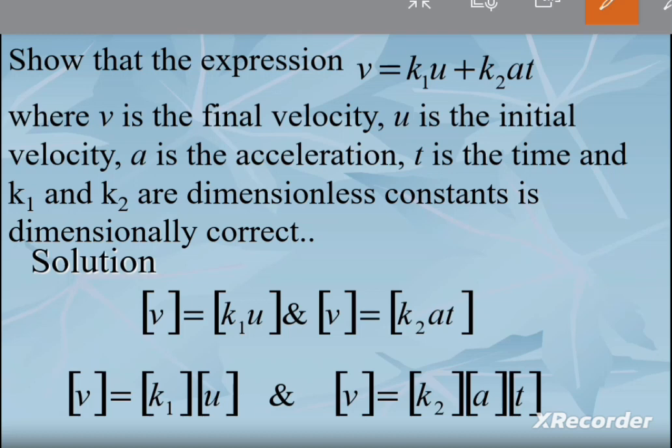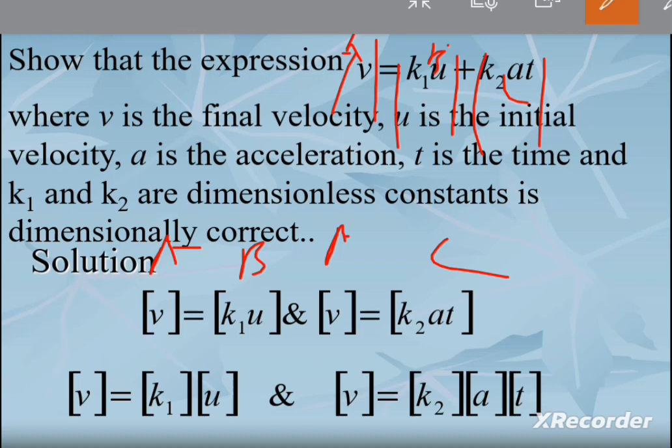I'm going to explain this format. So we are going to take section A, section B, and part C. We take part A and compare it to part B. Then we take part A and compare it to part C. After all, we take part C and compare it to part B. If A is the same as B, and A is the same as C, that means the equation is dimensionally correct.